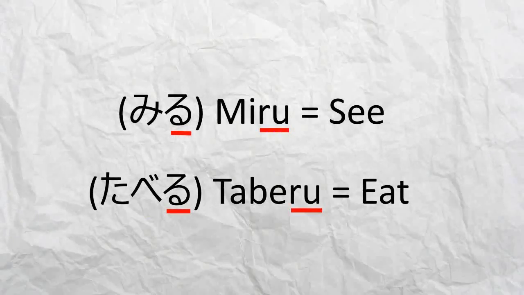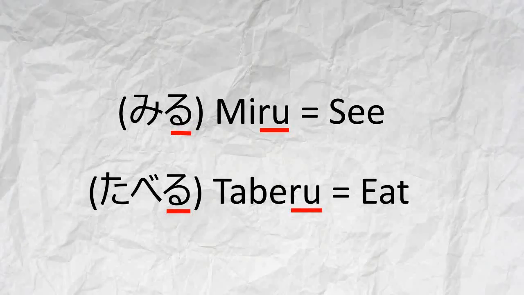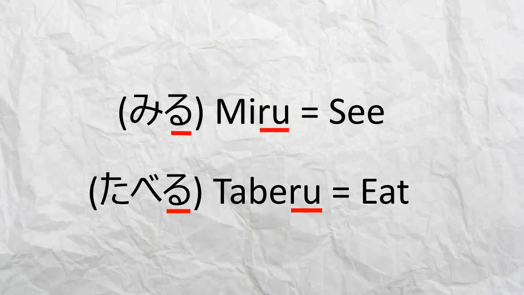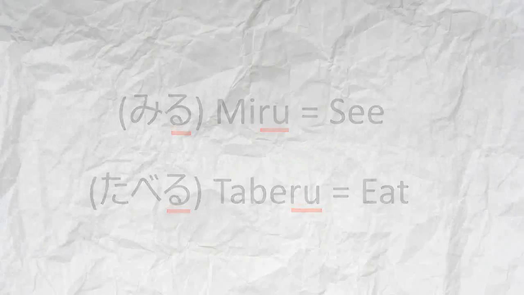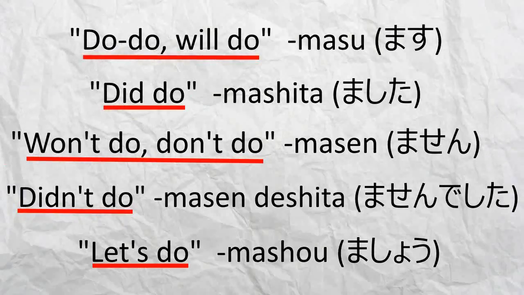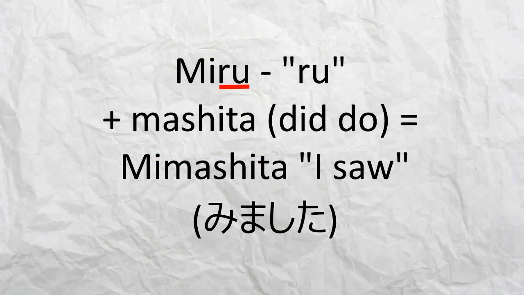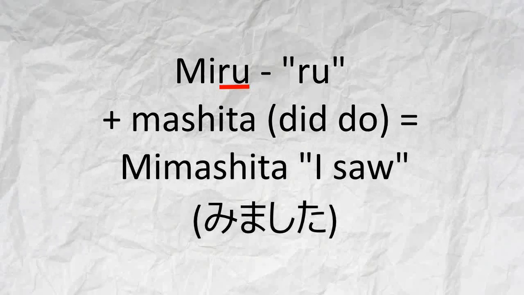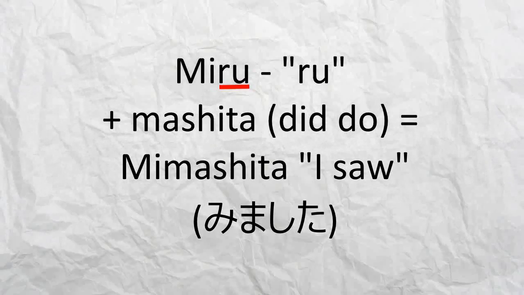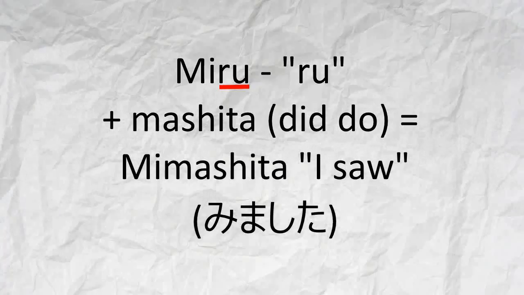The verb is miru, to see. Does it end in eru or iru? So, what did you do? You saw something. Miru minus ru plus mashita, did do, mimashita, saw, or in this context, I saw. Do you follow that? Is that easy enough?